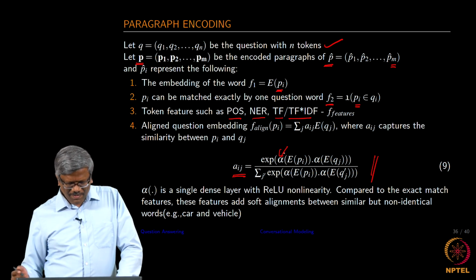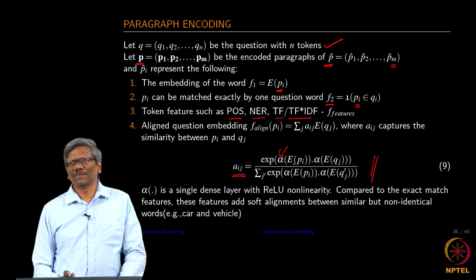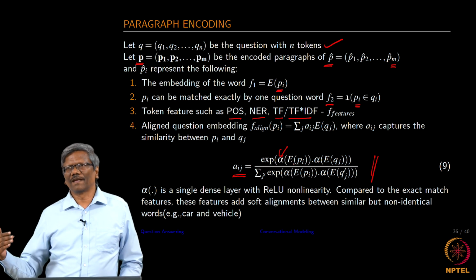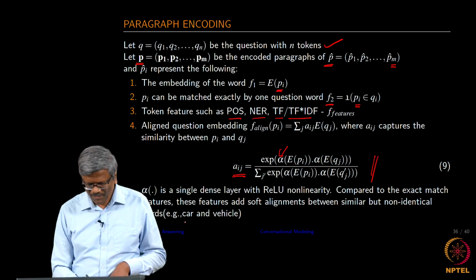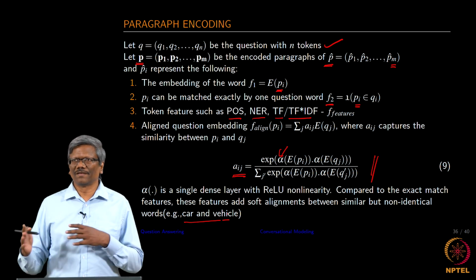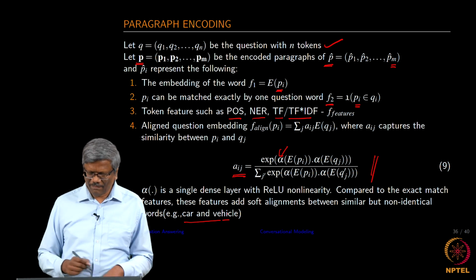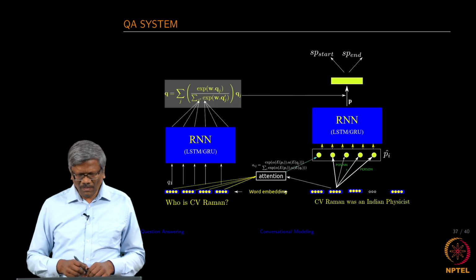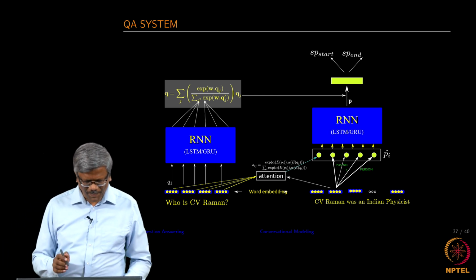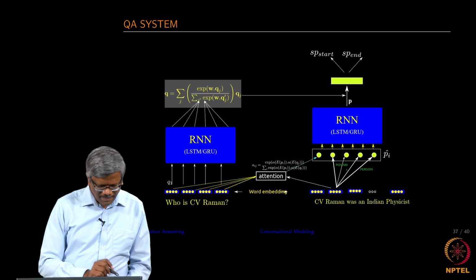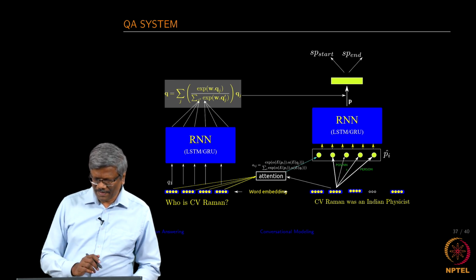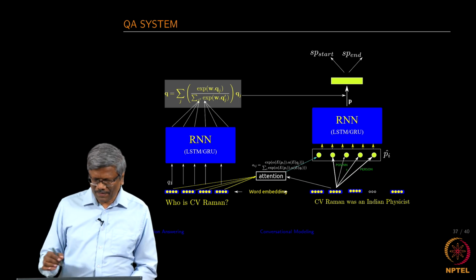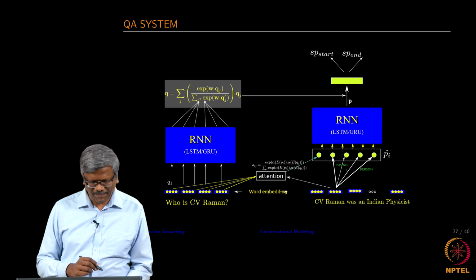I think this is the first time we are looking at ReLU in the equation, correct. So, why do we do this? The idea of bringing in this is that if in the question we have car and in the paragraph we have vehicle, we should be able to match that. They shouldn't be considered as two different words. That is the reason why we want to bring in the soft alignment through this model. If you look at the QA system, I am not going to go into the details of this. Again, this is available as part of the research paper. I want you to go through the paper to understand this in detail.